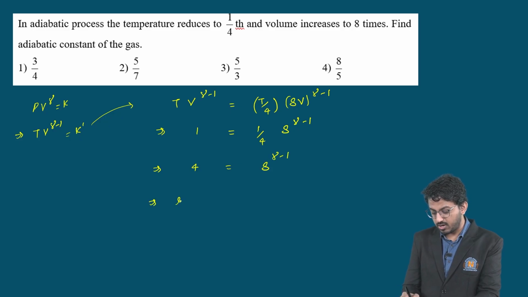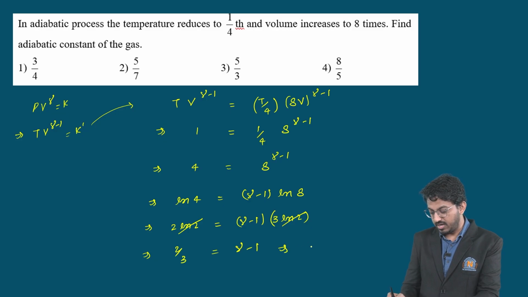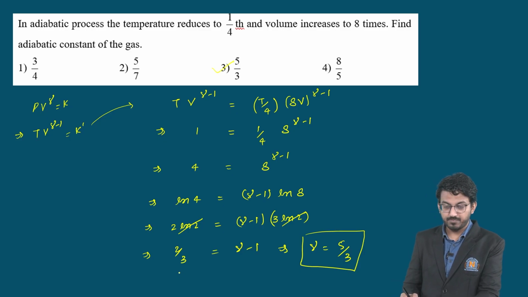To solve it, we can take ln here. So ln 4 is equal to gamma minus 1 ln 8, which can be written as 2 ln 2, as 4 is 2 square, and ln 8 can be written as 2 cube, which is 3 ln 2. Cancelling ln 2, we get 2 over 3 is equal to gamma minus 1, finally giving us gamma is equal to 5 by 3, leaving the third option as the correct one.